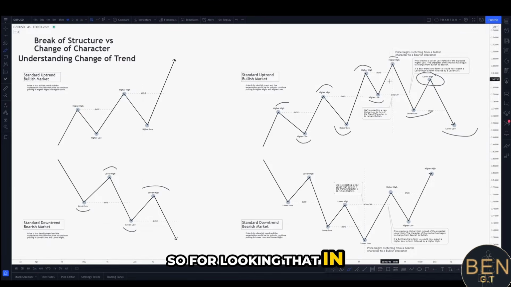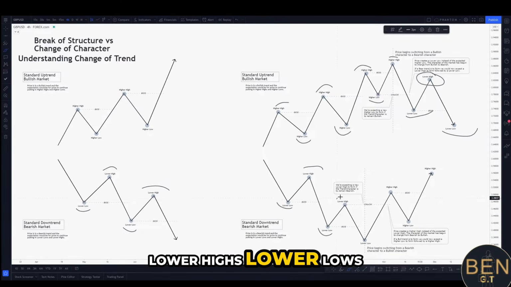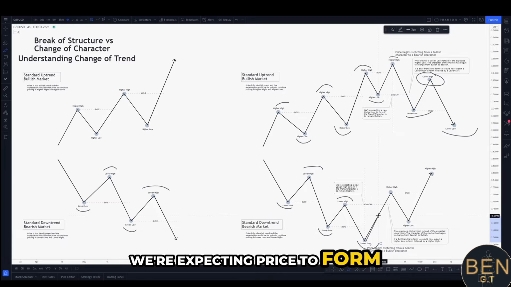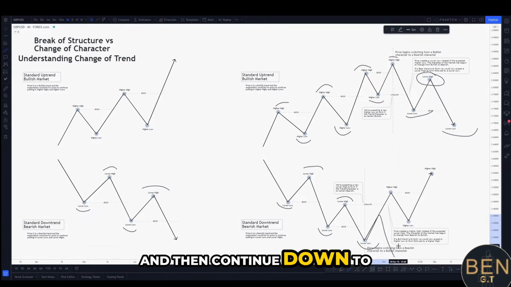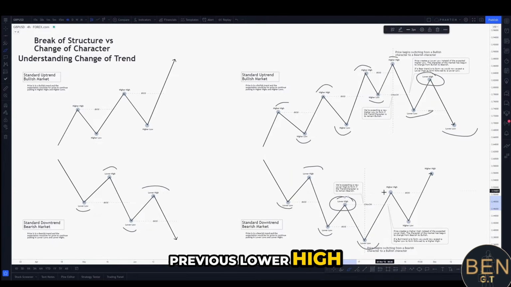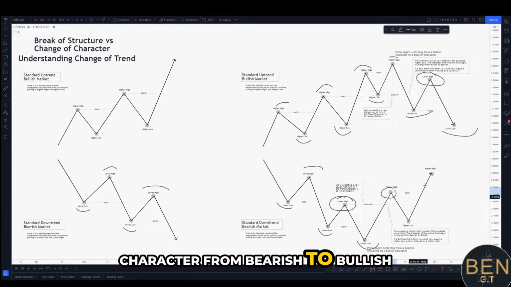So if we're looking at a similar example, we have price putting in lower lows, lower highs, lower lows, lower highs, lower low. We're expecting price to form a lower high at some sort of supply area and then continue down to make a lower low. But instead, price breaks the previous lower high and forms a higher high. This is a change of character from bearish to bullish.